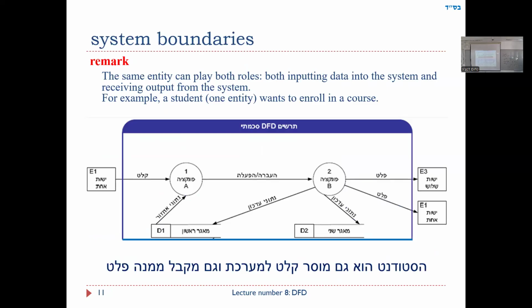Remark. The same entity can play both roles. Notice that you have E1 over here and E1 over here, because it could be that he puts in data and the system does its processing and clanking and ringing and whistling, and then eventually comes out after some smoke clears with the data that he needs. So he put his data in and he got back his data that he needed. That's one thing.